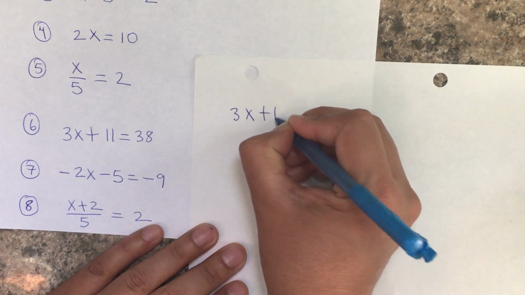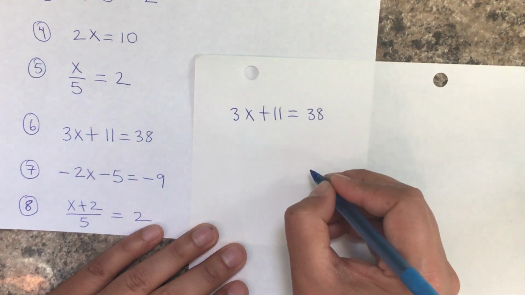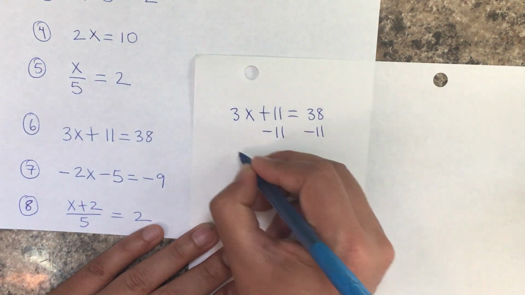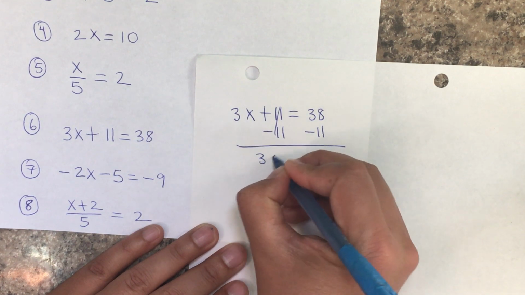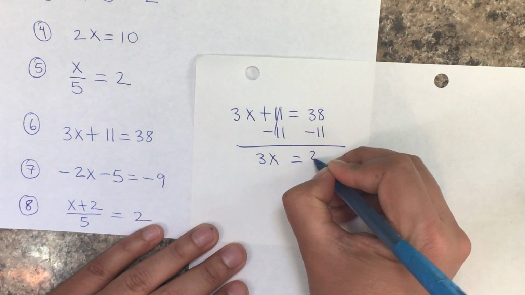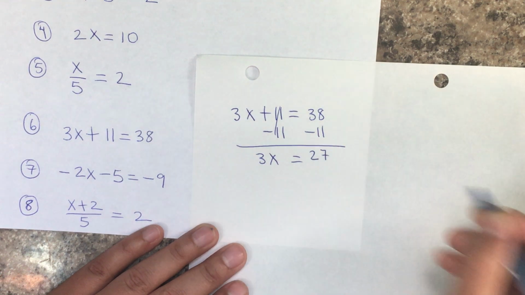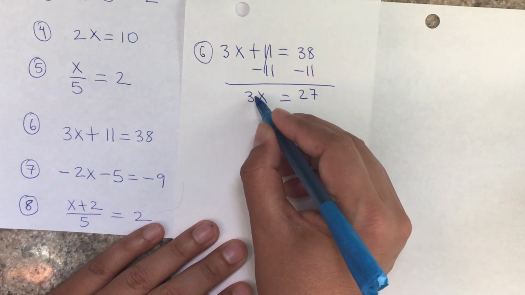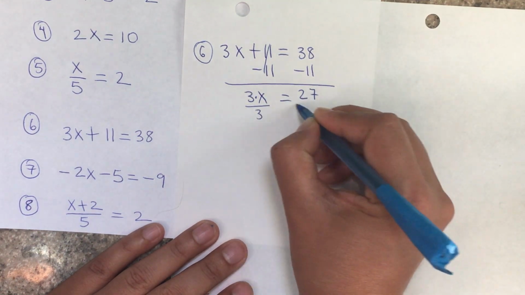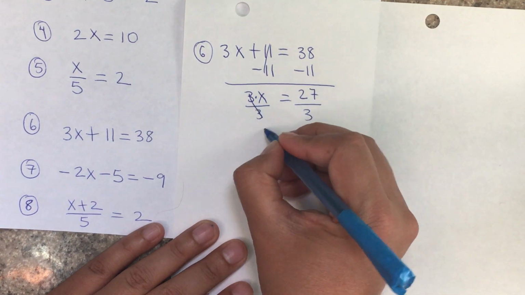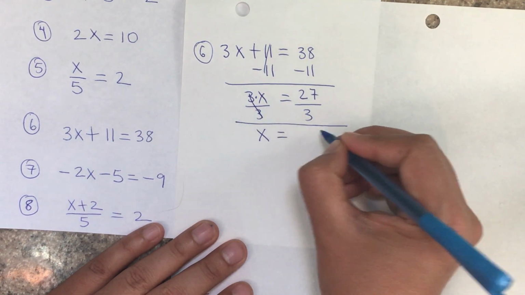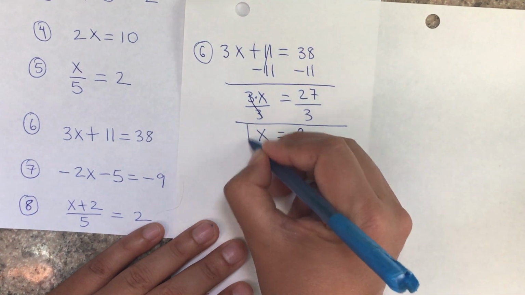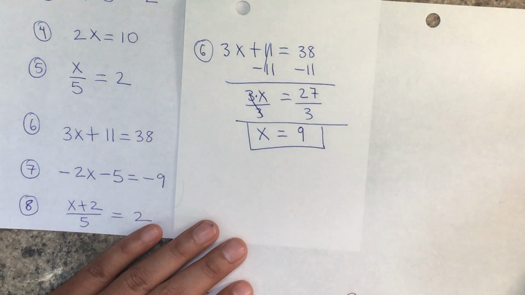So 3x plus 11 equals 38. The opposite of adding is subtracting, and you get 3x equals 27. This is number 6. And if we're multiplying by 3, the opposite is to divide by 3. Remember that we don't change the sign on division or multiplication. Positive 27 divided by positive 3 is positive 9. So that's the answer for number 6.